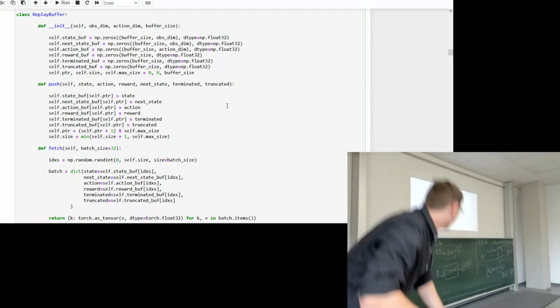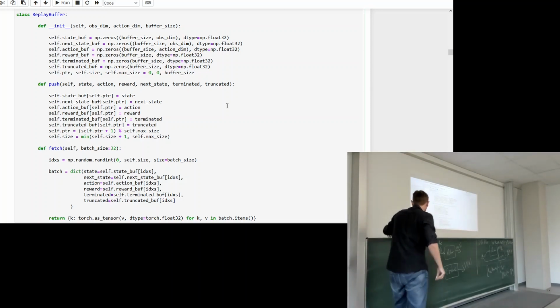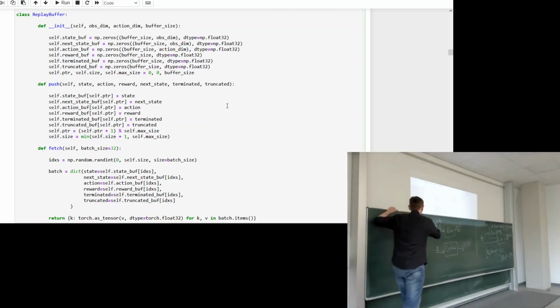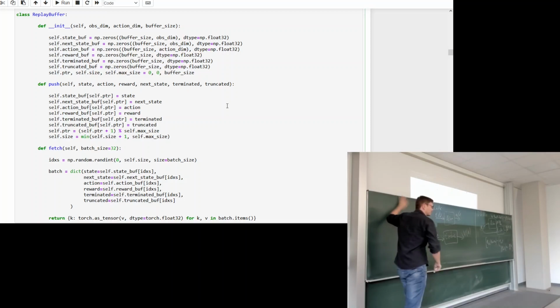So if you haven't come in contact with that before, what would you expect a replay buffer could be from the naming of it? So what is a buffer? Some sort of memory, right? So what could replay mean in this case? That we reuse the data. We reuse the data, exactly.